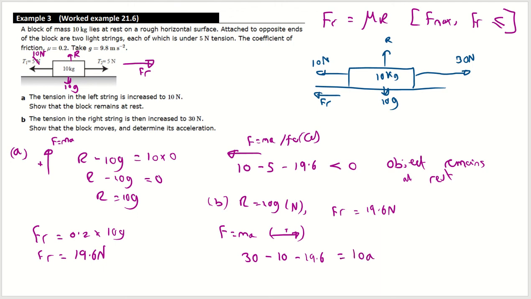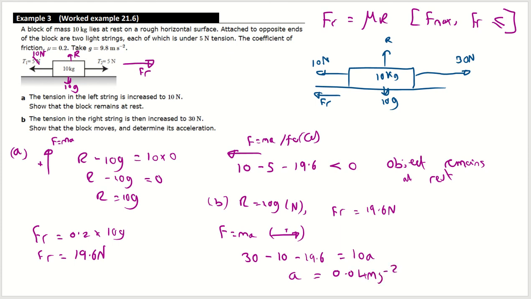Okay, now you could calculate what this number is. I think it's 0.4, or you could type it on your calculator and divide it by 10, which is probably what I am going to do. I'll get my calculator. 30, take 10, take 19.6. 0.4 divided by 10 is 0.04 meters per second squared.